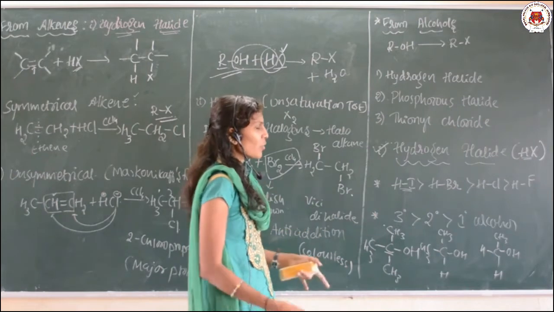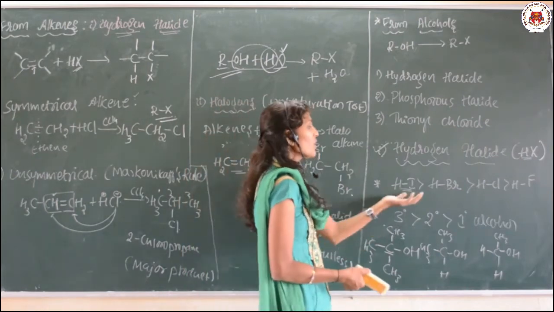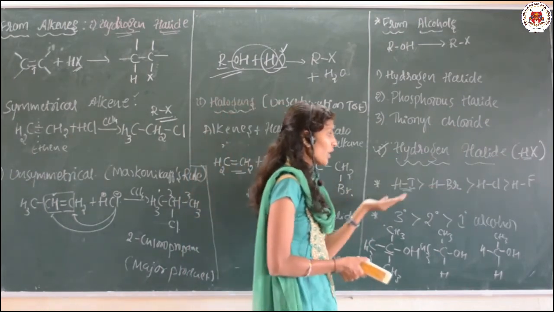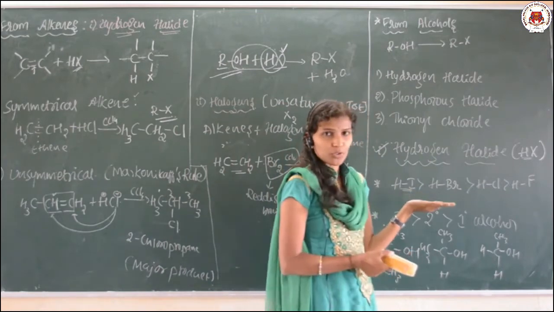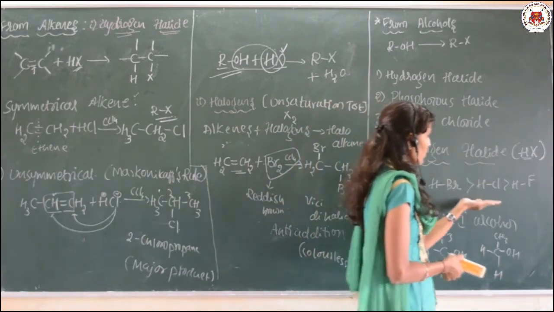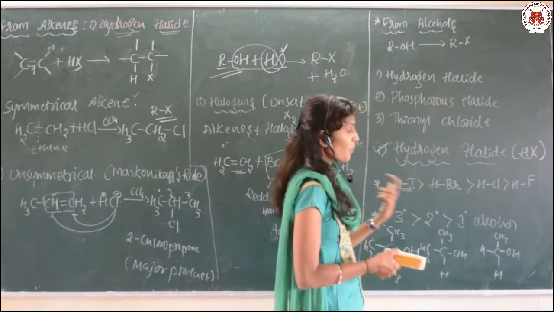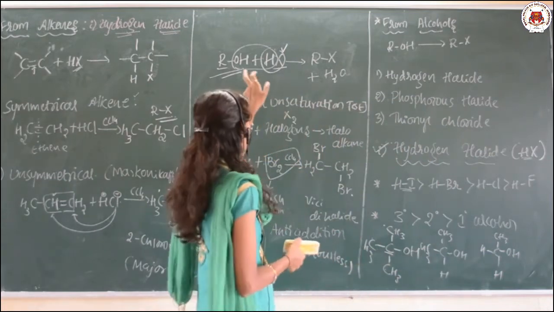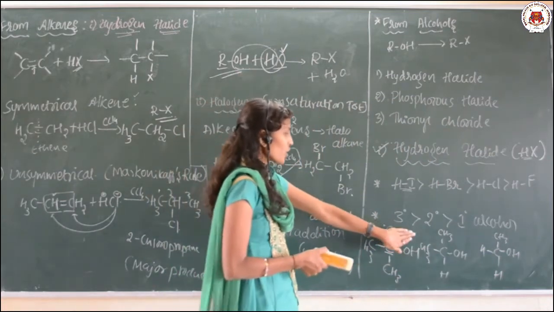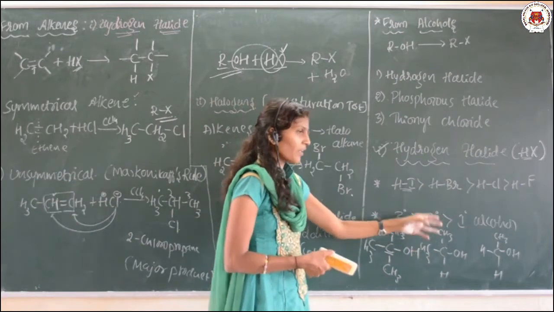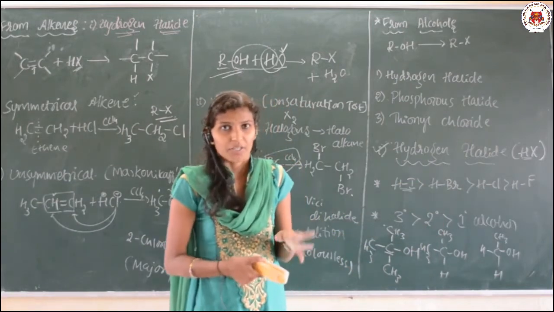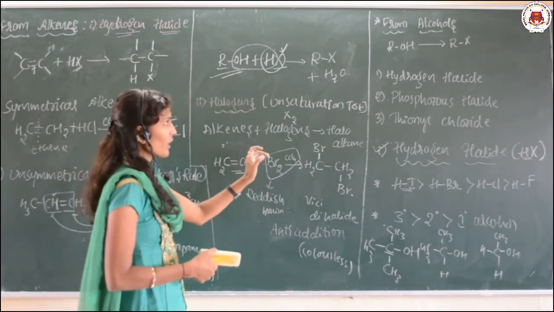These are some of the note points, you can write them. The reactivity with respect to the hydrogen halide: HI is more reactive compared with HBr, compared with HCl, compared with HF. And with respect to the alcohol, tertiary alcohol is more reactive than the secondary, than the primary. I hope all the points are very clear for you.